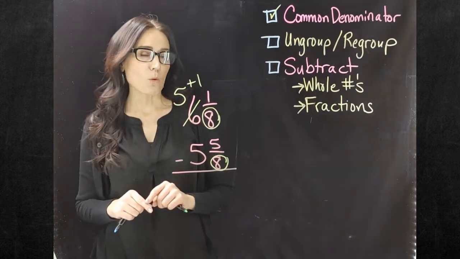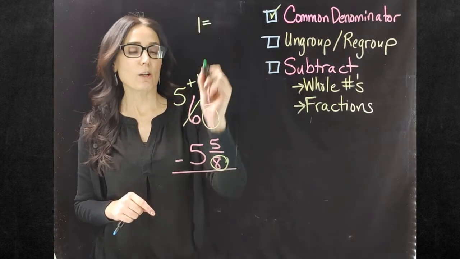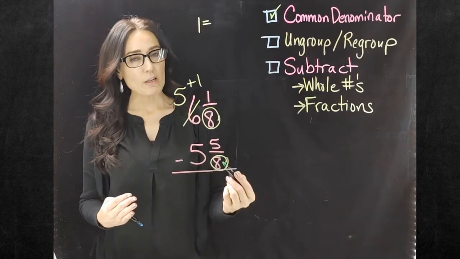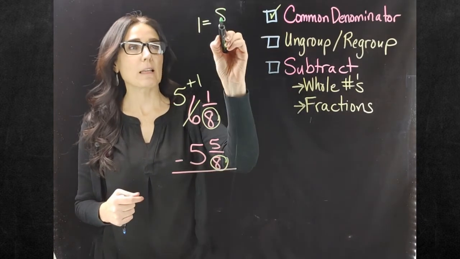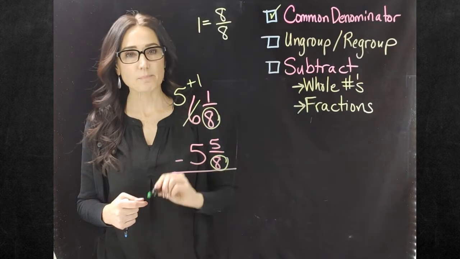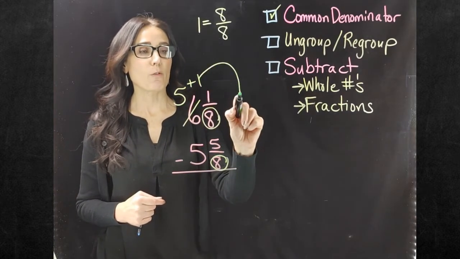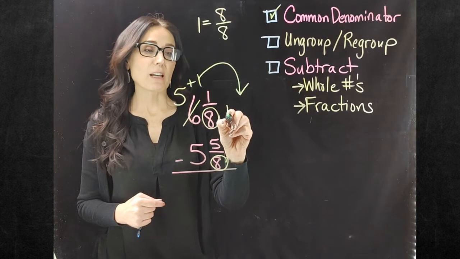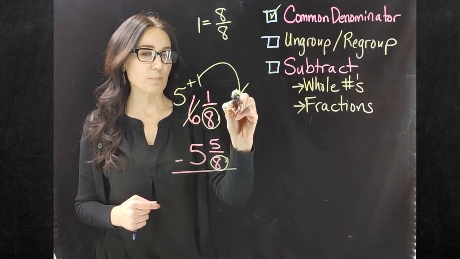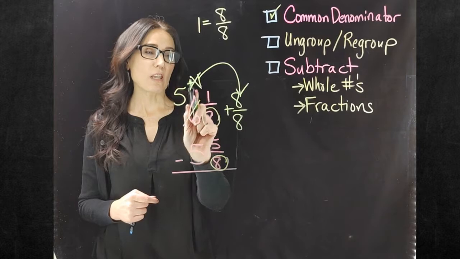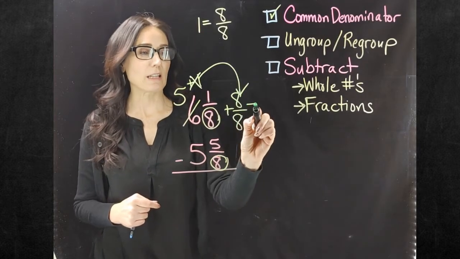So where do we put the 1? Well, we need to change the 1 to equal a denominator of 8. Which means we need to create a fraction that has a denominator of 8 that still equals 1. So we are going to take that 1 and put it into the form of a fraction, and we're going to add that to our 1/8. So I'm going to take 8/8, and we're going to change that 1 to a fraction and add those together.